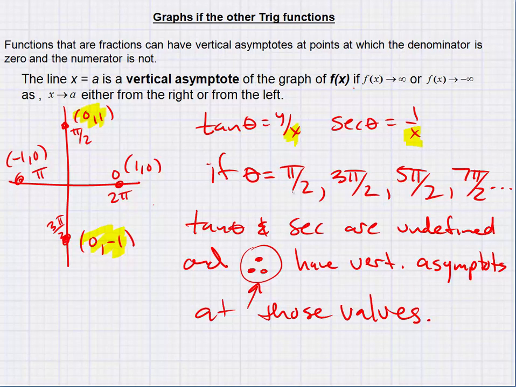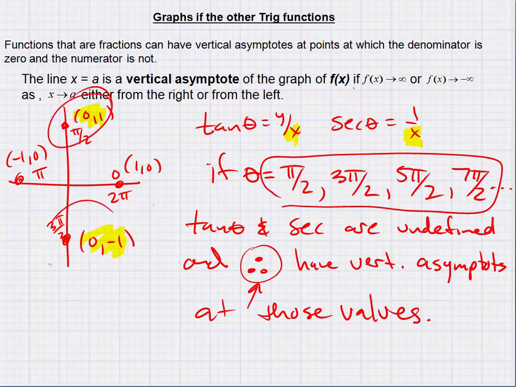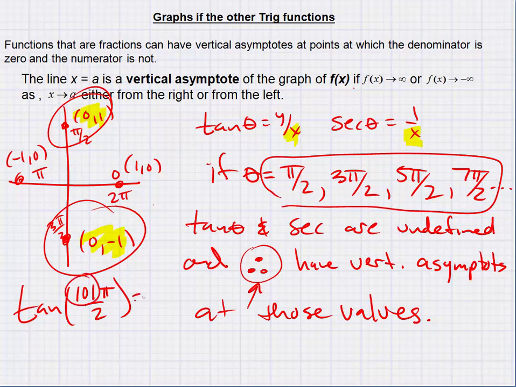They're undefined, and basically the easiest way to remember this is odd multiples of pi halves. Any odd multiple, 1 pi half, 3 pi halves, 5 pi halves, 7 pi halves, 9 pi halves, any odd multiple of pi halves will put you here or here, and those will have x values that are 0, and that would make these functions undefined. So if I said, what's the tangent of 101 pi halves? Since it's an odd multiple of pi halves, it's undefined. Okay? Alright, how about the other 2 trigonometric functions?